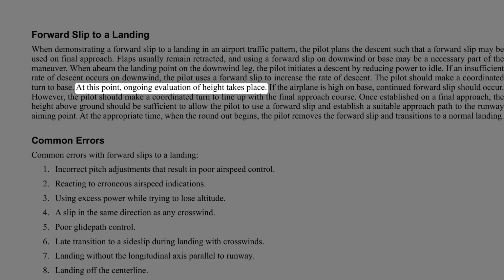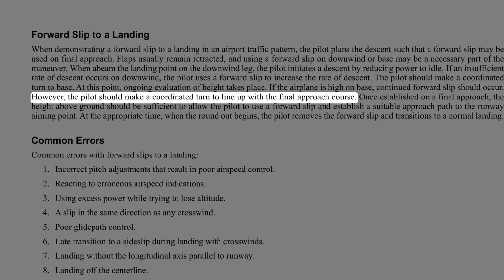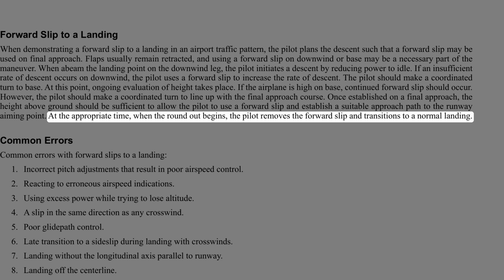At this point, ongoing evaluation of height takes place. If the airplane is high on base, continued forward slip should occur. However, the pilot should make a coordinated turn to line up with the final approach course. Once established on a final approach, the height above ground should be sufficient to allow the pilot to use a forward slip and establish a suitable approach path to the runway aiming point. At the appropriate time, when the round out begins, the pilot removes the forward slip and transitions to a normal landing.